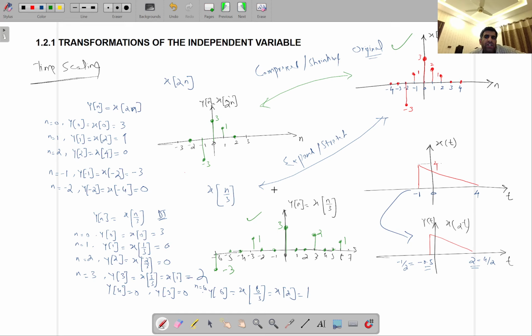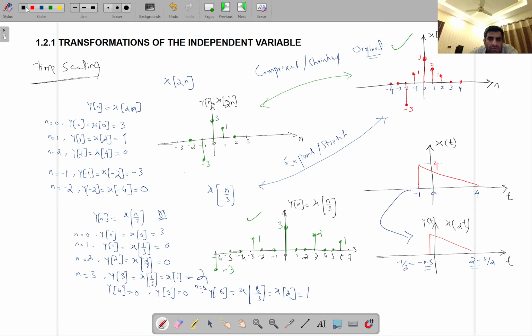What do we mean by the 3 units? The sample at 0 is still at 0, but the sample at 1 is now at n is equal to 3. The sample at n is equal to 2 is now at n is equal to 6. The sample at n is equal to -1 is now at n is equal to -3, and the sample at n is equal to -2 is now at n is equal to -6. So this is the expansion or the stretching operation.